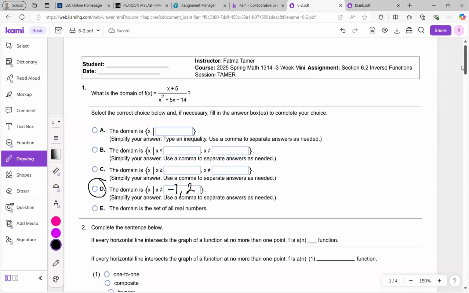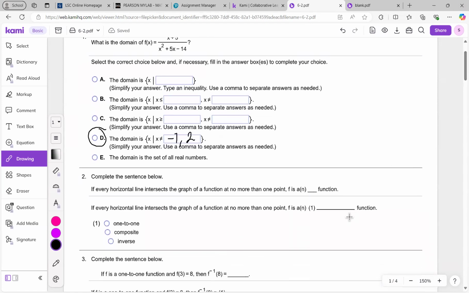For number 2, it is a question where we fill in the blanks. If every horizontal line intersects the graph of a function at no more than one point, f is a one-to-one function. So this is the horizontal line test. The horizontal line test checks whether your function is one-to-one or not.